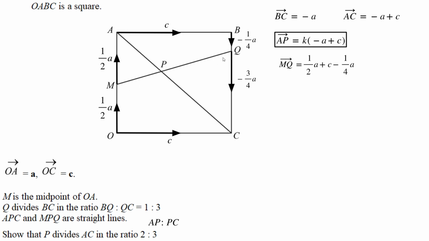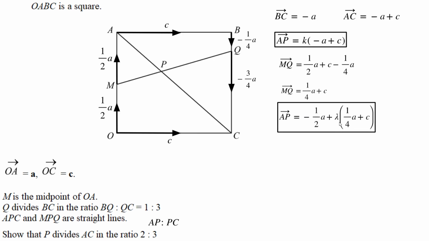So we can say that MQ is a half A plus C minus a quarter A, because we've done this, add half C plus C minus a quarter A. Then MP is some amount of it, which we'll call lambda. And AP is minus half A plus whatever that is, MP, because MP is some amount of this, which we've called lambda. So this here, after the plus, is MP, and then this part here is AM.